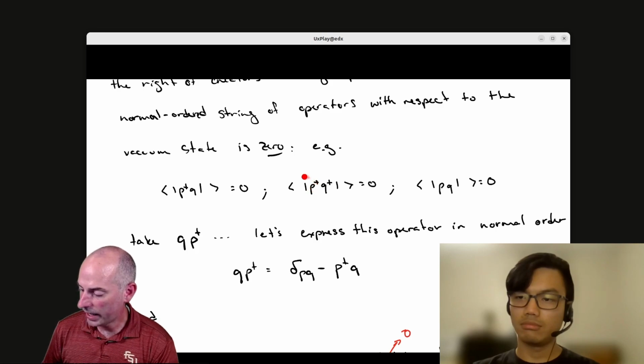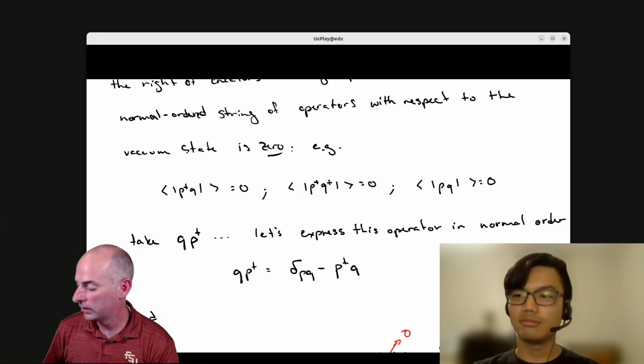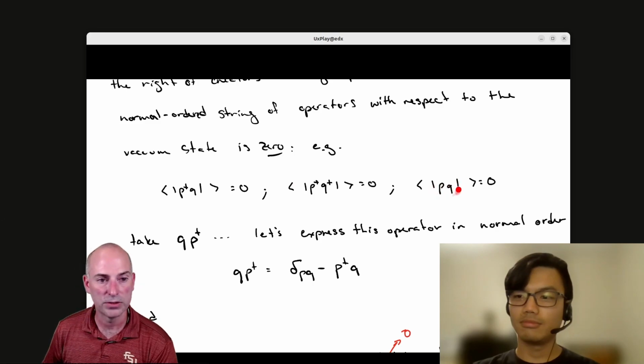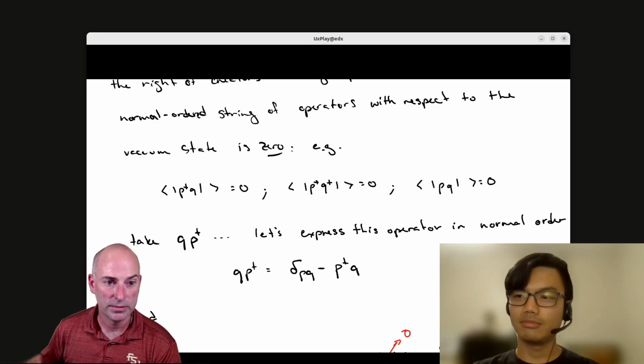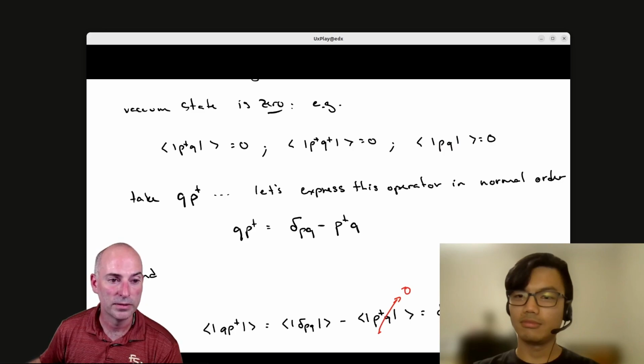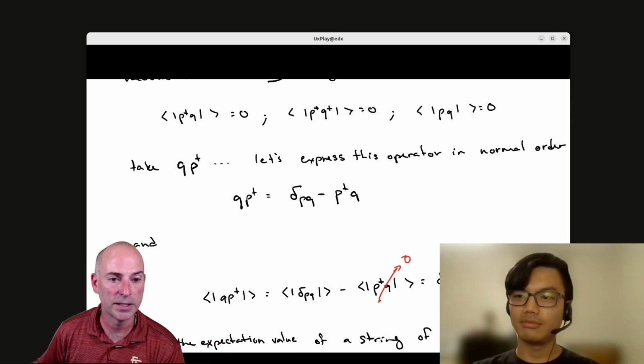A creator acting to the left acts like an annihilator. So I can't annihilate this bra state, so that expectation value will also be 0. And then similarly, this expectation value would be 0. Okay? So defining the vacuum allows you to identify what terms are 0 easily.